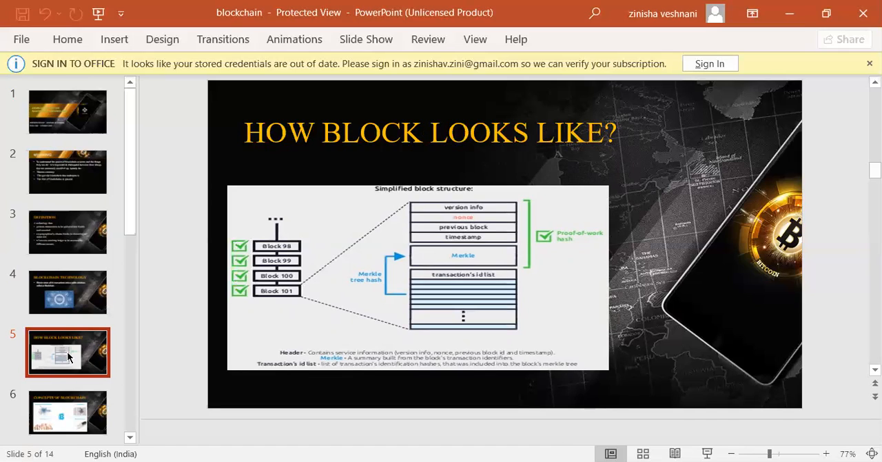So in this picture, we can see there are version info, nonce, previous block, and timestamp, which is the ID validation. And moving further, there is a transaction ID list, which is interconnected to our block and previous block. So this is the interconnection between a block and hashing them to a previous block. So this is how a block looks like.